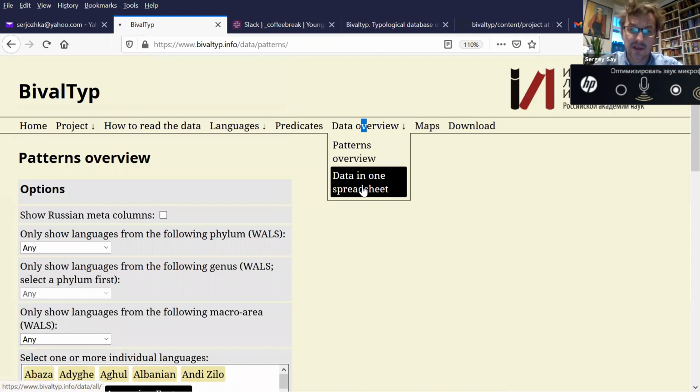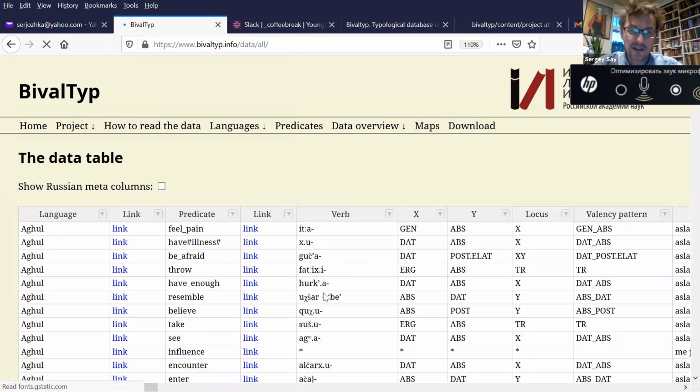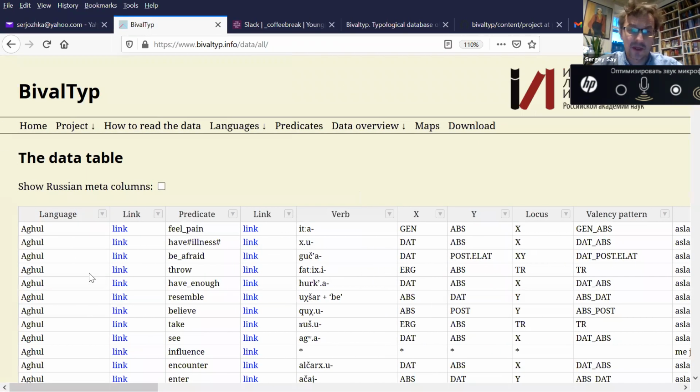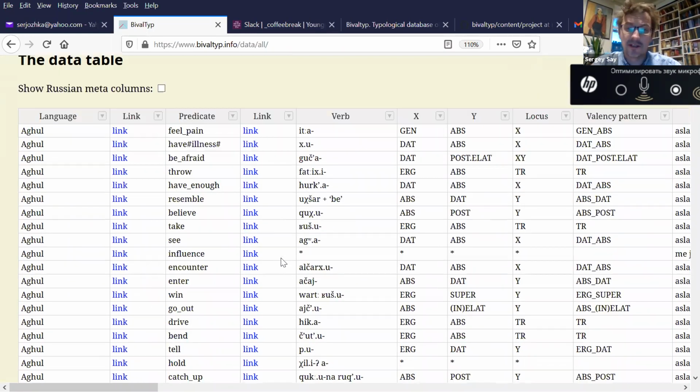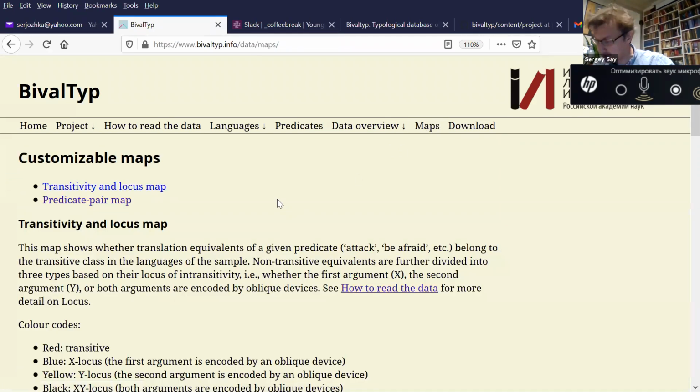You can also explore all the data with sentences and so forth just in one huge spreadsheet where each row corresponds to a specific sentence in a specific language. It's really huge. You can select subsets of these data by whatever features you are interested in. And finally, you can explore some maps.